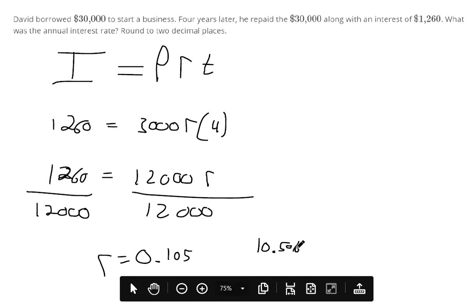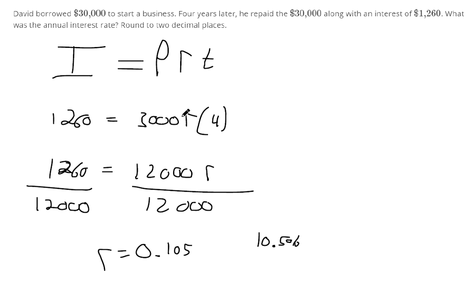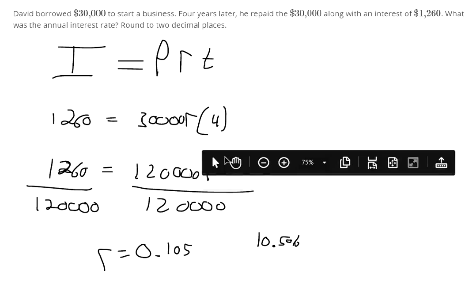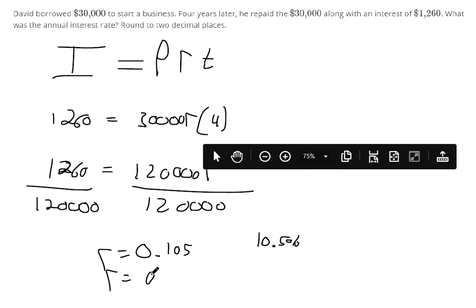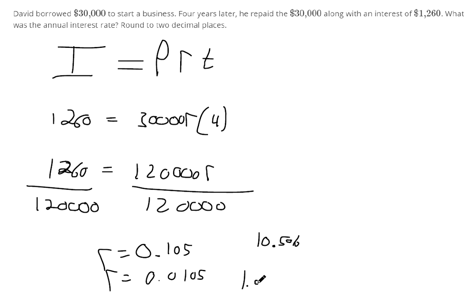for an interest rate. Okay, I checked my work. Look, I forgot a 0. So this is supposed to have another 0 here. So that's just, divide by 10. The interest rate should be 0.0105. Just going too fast. So 1.05 as a percent.